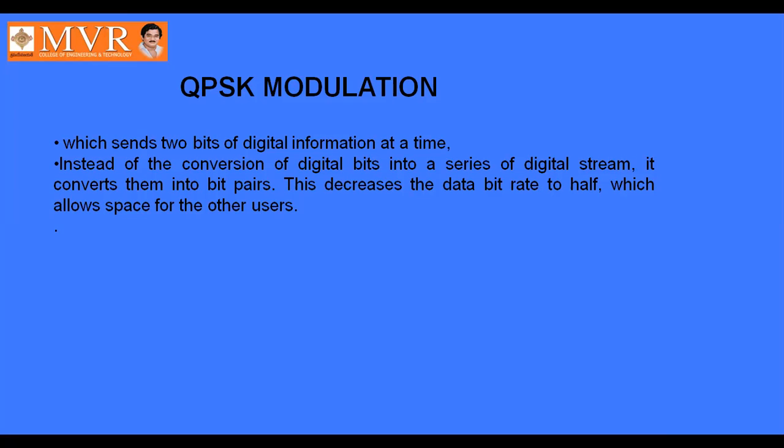And also in QPSK modulation we are grouping the bits. Grouping the bits means if we consider some input sequence like 0 0 1 1 0 0, we can group the bits so that 0 0 is treated as one group, 0 1 is treated as another group, and 1 1 is treated as another group. Like this we are grouping the bits in QPSK modulation.